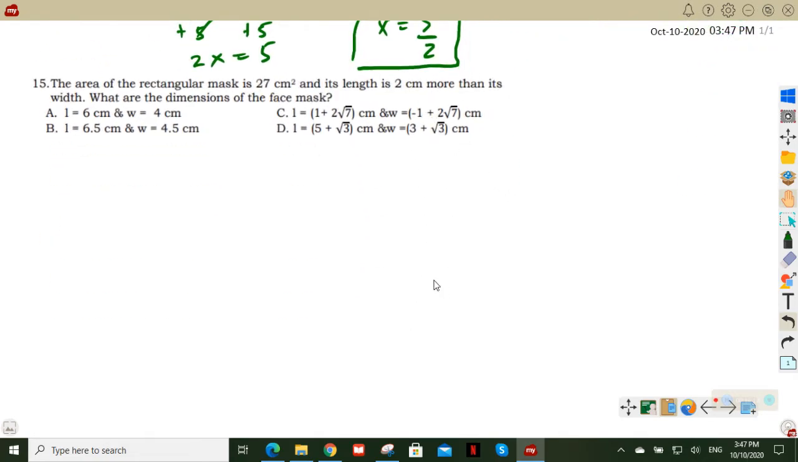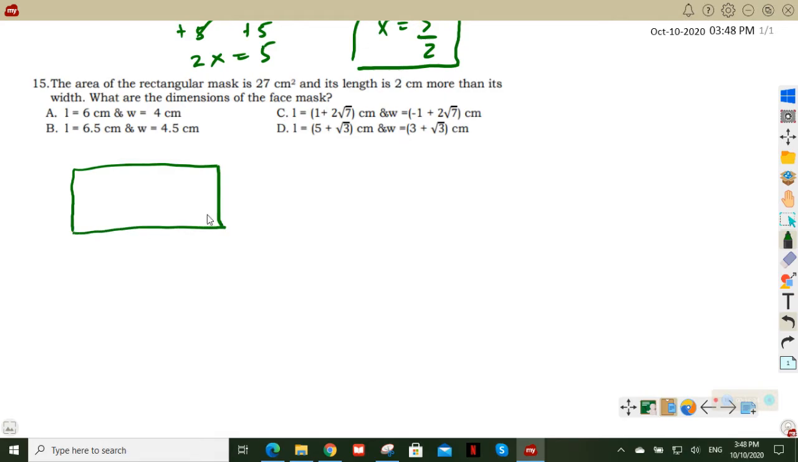So this is problem solving. The area of a rectangular mask is 27 centimeters squared, and its length is 2 centimeters more than its width. What are the dimensions of the face mask? Okay, so let's draw a rectangle first.